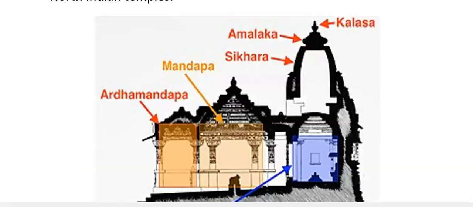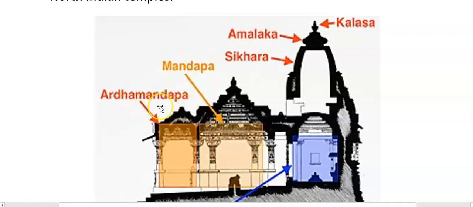So here in the diagram, as we read, Amlaka is crowning the Shikhar. Then we have Kalash. This is a pot-like structure which is there to decorate this Shikhar, and it is at the top of Amlaka. Then we have Mandapa, as we read, that it is the entrance gate through which the devotees will enter the temple, and it is a very large place so that it can accommodate devotees in large numbers.